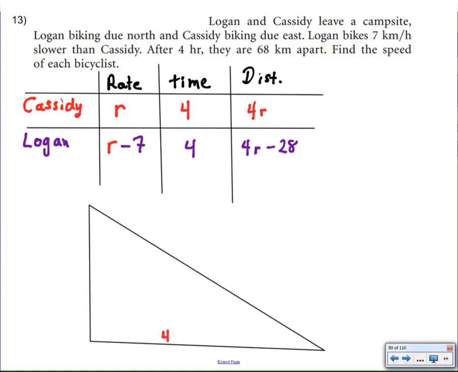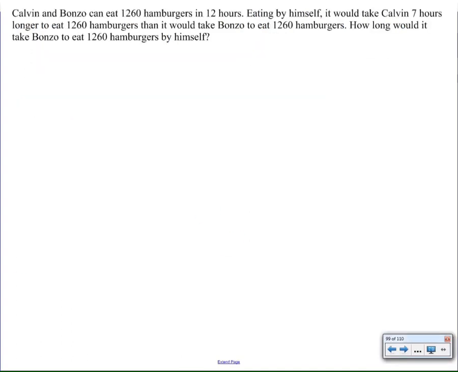Now in this problem, what we did was we said since Cassidy's headed this way and Logan's headed that way, the distance between them is represented as the hypotenuse of a right triangle, and we used the right triangle to formulate our equation. Today's problem is a little different, but it's related in as much as it's kind of a distance, rate, time problem. Instead of distance, though, we're talking about hamburgers. Hamburgers equals rate times time.